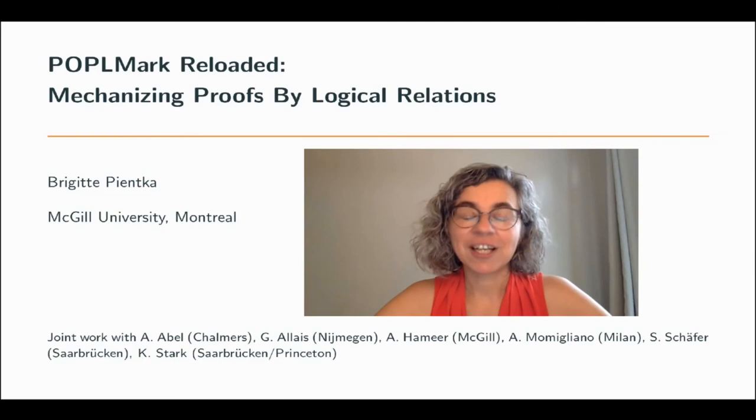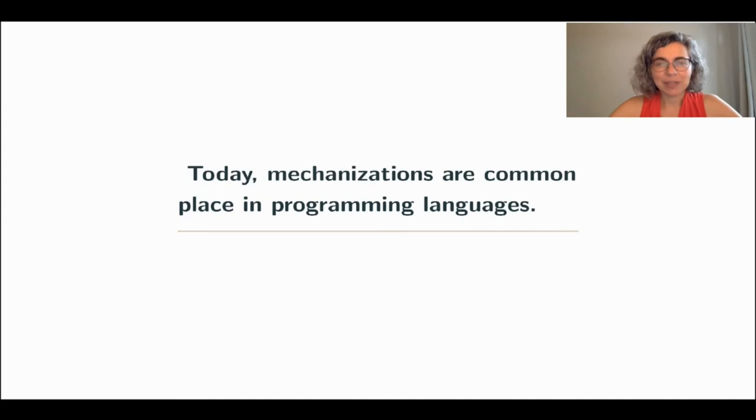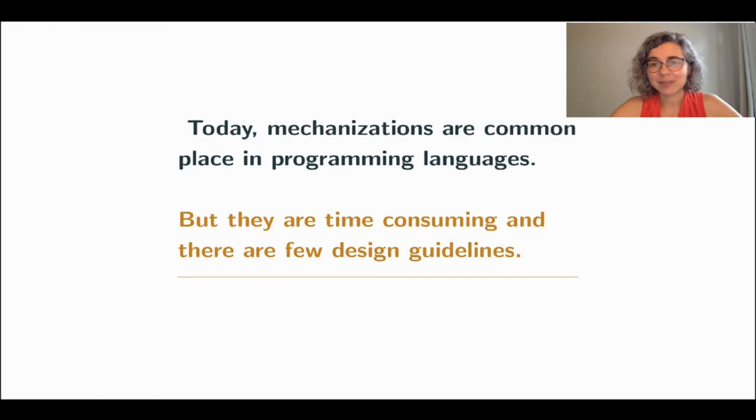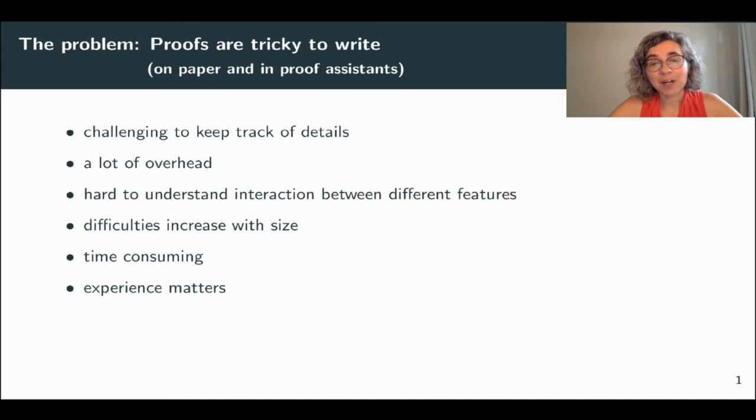So today, mechanizations are commonplace in programming languages. However, they're also time-consuming and there are few design guidelines. So what's the problem? The problem is that proofs are tricky to write, both on paper as well as in proof assistants. There are a lot of challenging details to keep track of. On paper, it's hard to keep track of the dependency among different theorems and the definitions, and one might think that proof assistants are the answer.